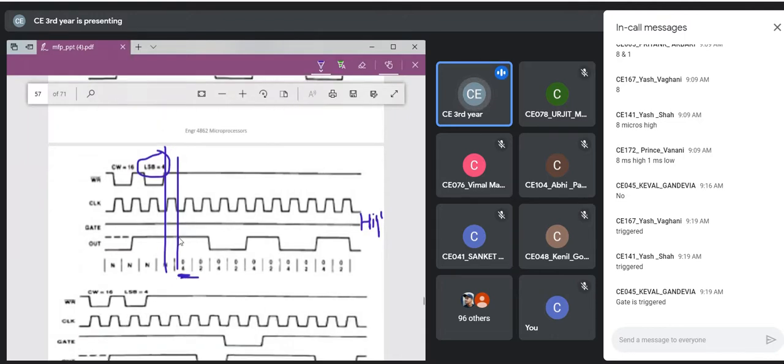Once it is loaded into the counter, what will happen? It will not decrement by 1, it will decrement by 2. Okay, so it is keeping your out high, and it will decrement the count by 2. So 4 will become 2 now. Then again, because it is not 0, it will again decrement the count by 2 and keep it high, right? Now again it will decrement it by 2. So it will become 0 now.